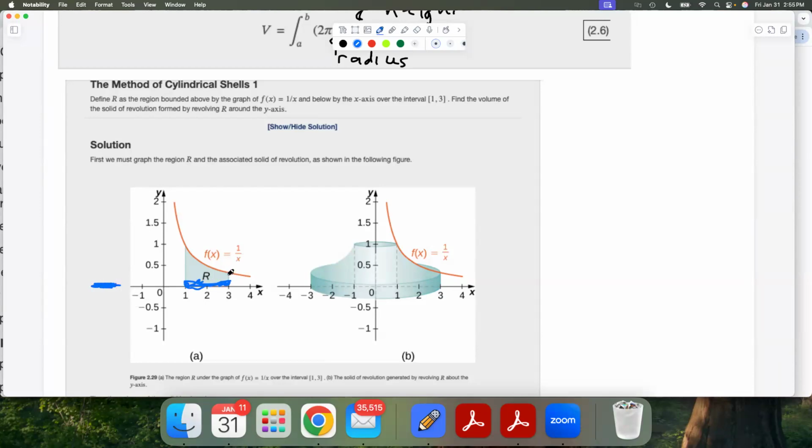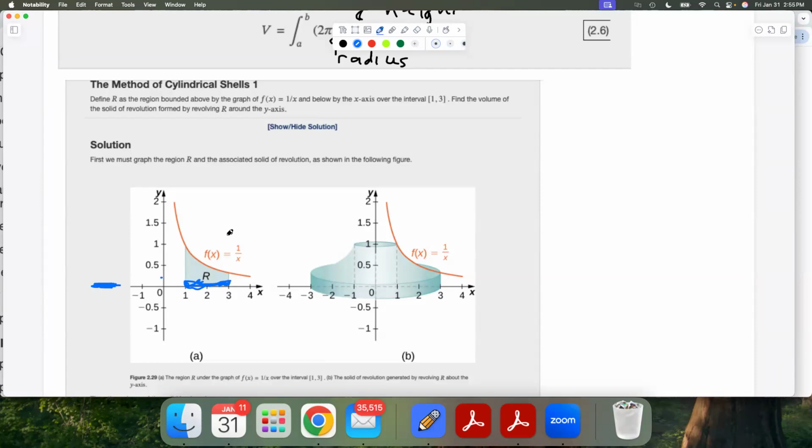Well, my outer radius is going to change. Look, in this entire region in here, my outer radius is always 3. Until I get to here, now my outer radius is 1 over x. That function, in terms of y, would be 1 over y. When I switch from this to this, my outer radius changed.